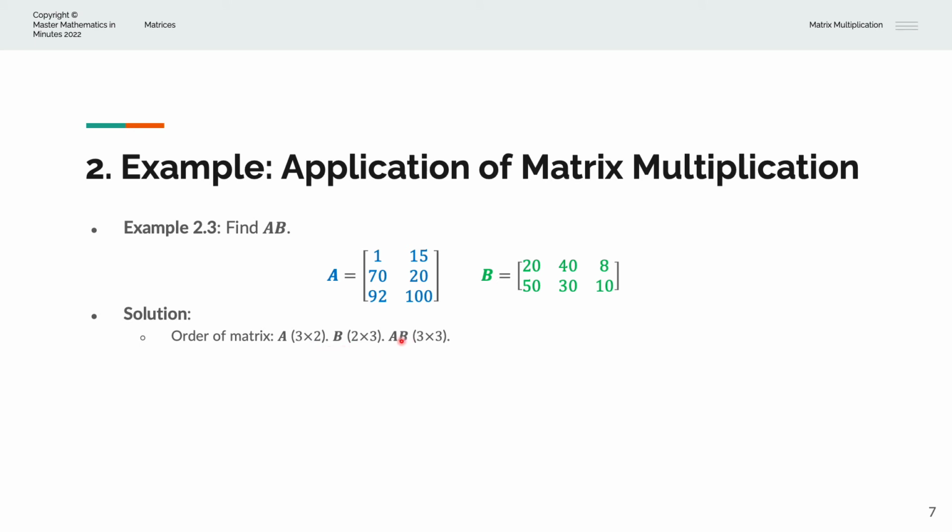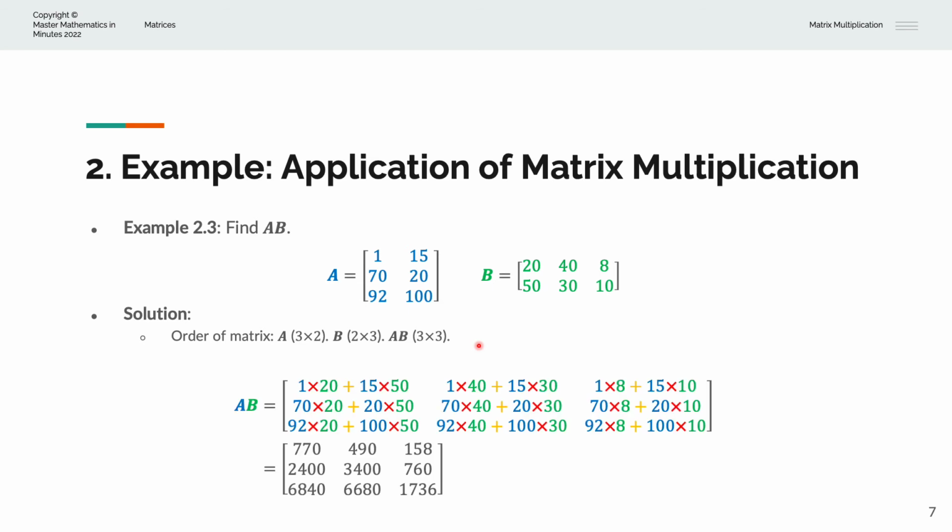And we have the combined matrix AB. The number of rows is from the first matrix, 3, and the number of columns is from the second matrix, 3. So AB is 3 by 3. And so we have matrix A multiplied by matrix B.